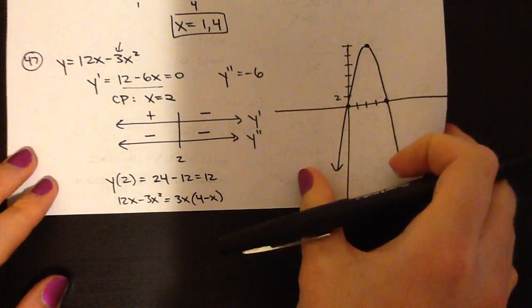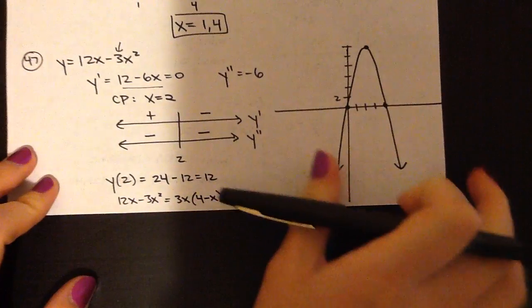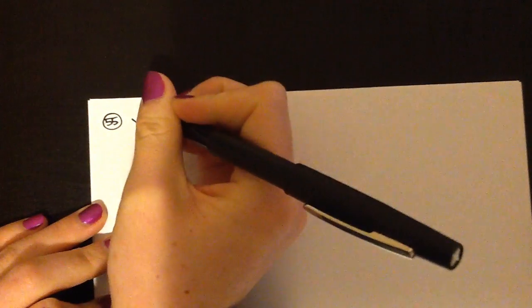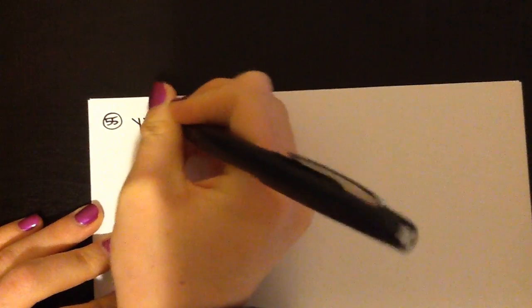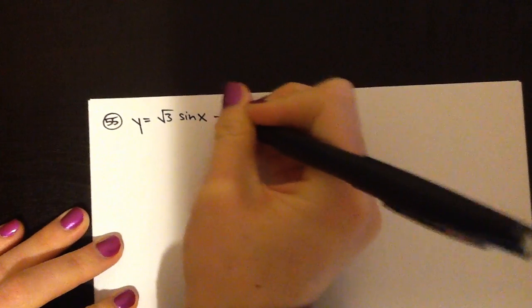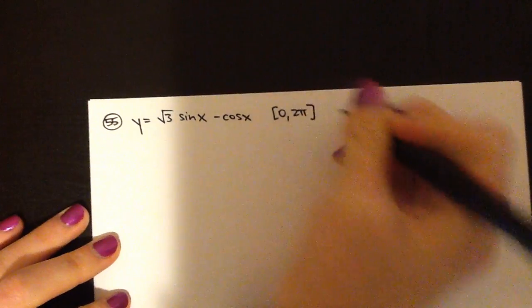Okay, we've got one more of these, and then that one weird little draw your own graph problem. So 55 is another graph. Okay, so the graph is y equals root 3 sine x minus cosine x. And we are only graphing it from 0 to 2 pi, so we only have to go through one cycle.